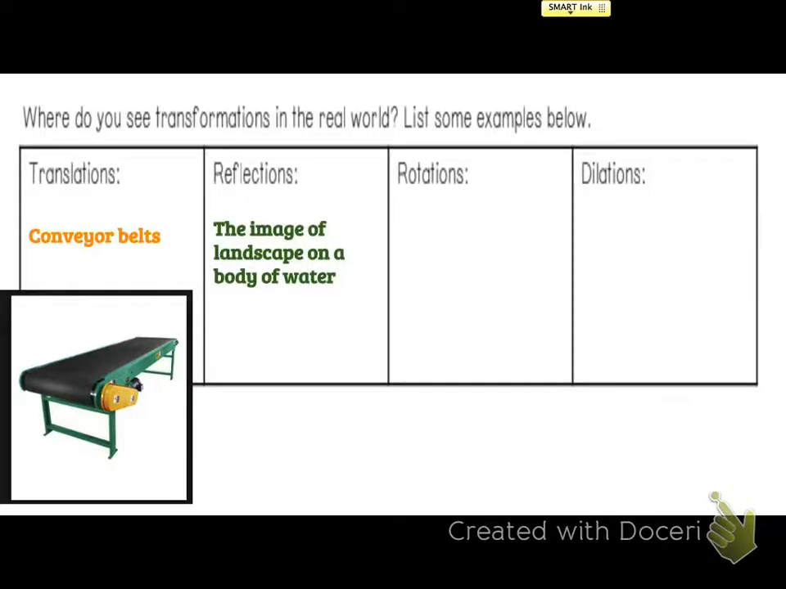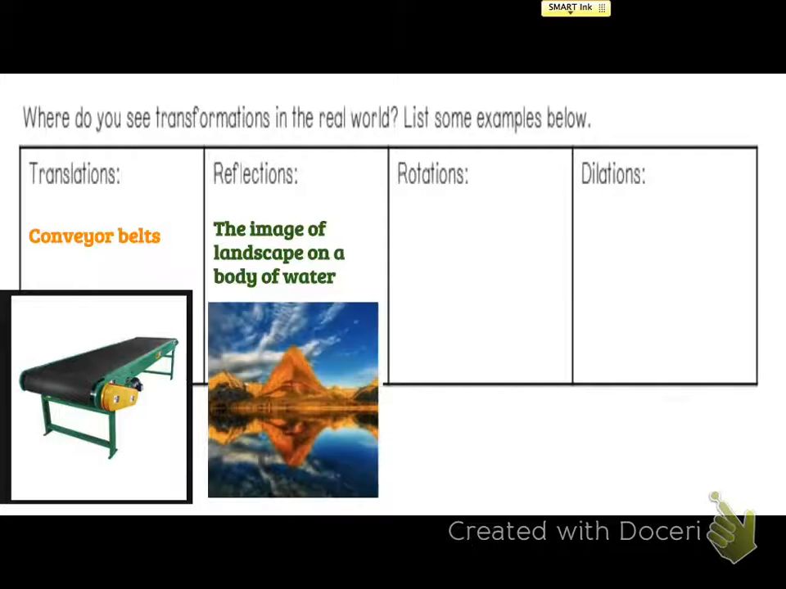Reflections. So a reflection is the image of a landscape on the body of water. That is a reflection. Most of you should see one every day. Everybody should be looking in the mirror at least once before they leave the building or the house, or your window. Because I often use my sliding glass door on the way out.